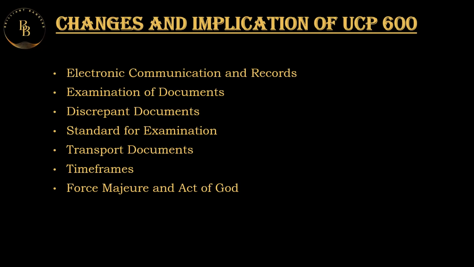The transport documents. UCP 600 provided detailed rules regarding various transport documents, including the bills of lading, airway bills, and other documents commonly used in international trade. The implication for the banks was that they needed to have a deep understanding of the different types of transport documents and the compliance with UCP 600 requirements. This knowledge was crucial for accurate document examination.